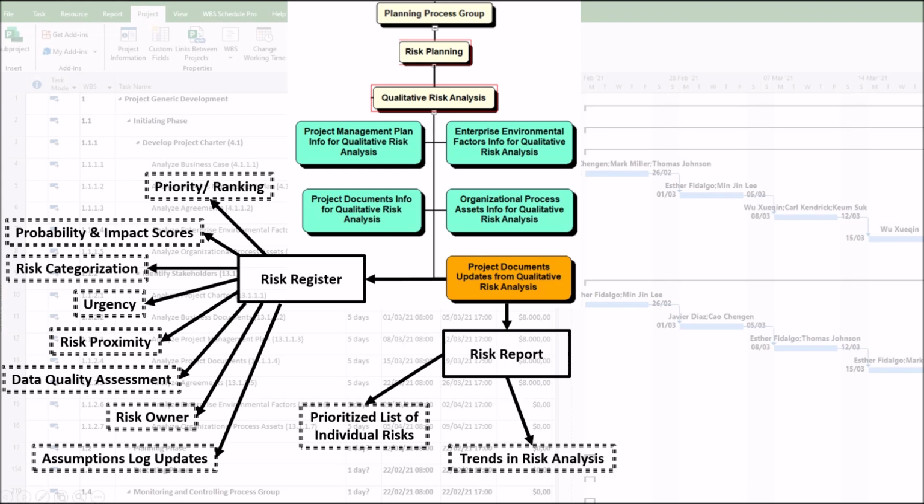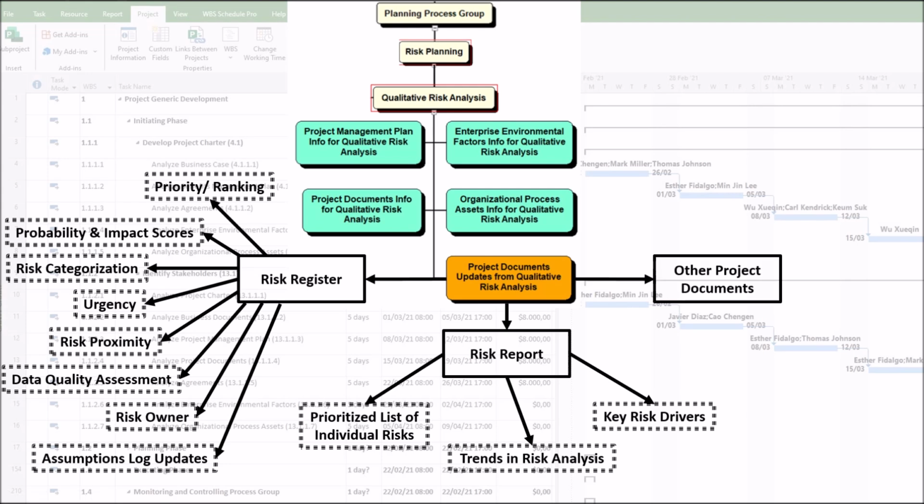The second component is trends in risk analysis. It shows if risks are increasing or decreasing in priority over time. A negative trend is an early warning sign to escalate. The third component is key risk drivers. It identifies the top 3 to 5 risks that have the biggest potential impact on project success. This guides management attention.